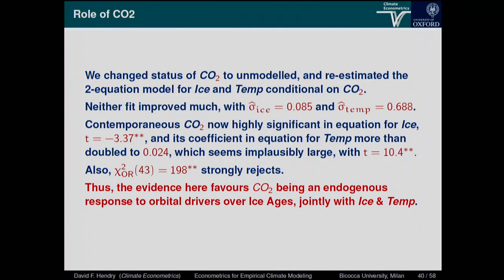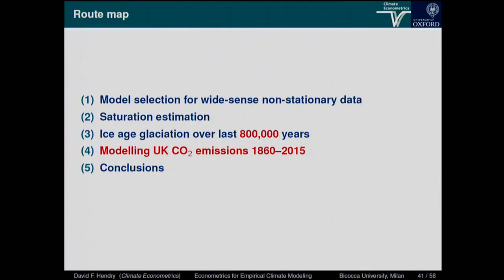It suggests it's 0.24. So 100 parts per million would have blown the climate apart by 2.4 degrees. And it's implausibly large. And I think the evidence here says it's jointly endogenous. It's a response to the orbital drivers jointly with ice and temperature.